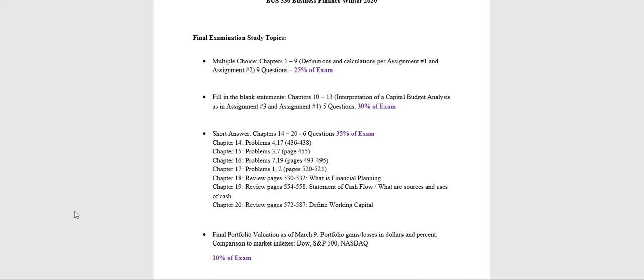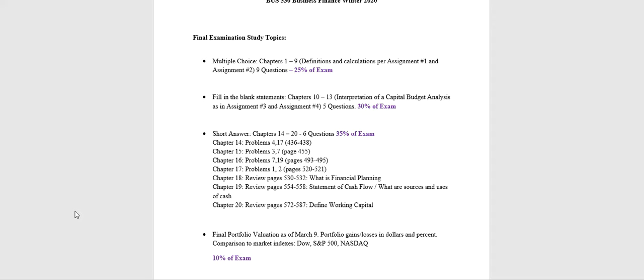Section number 2 is 30% of the exam, and it's from chapters 10 and 13. This will be the interpretation of capital budget analysis from assignment number 3 and assignment number 4, the capital budget, determining return on investment, and that sort of thing. There will be some short answer questions involving that interpretation. Again, assignments 3 and 4 are your reference points.